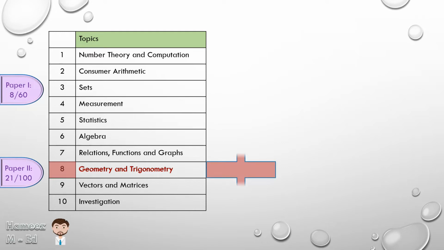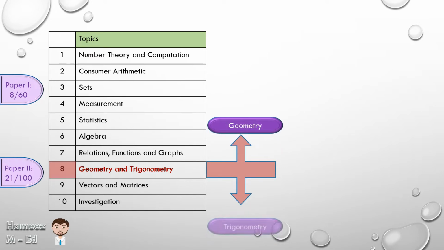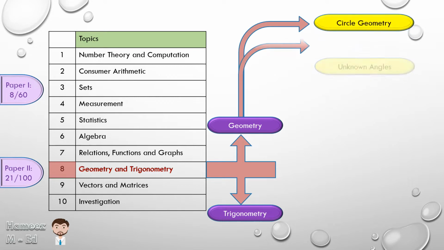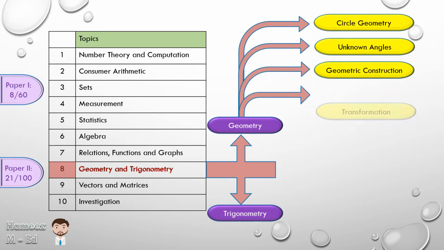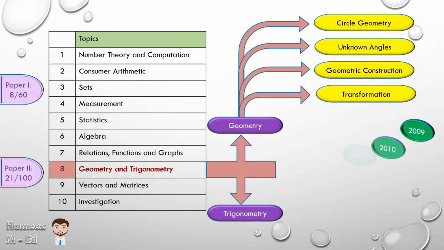This area can be split into 2 parts, geometry or trigonometry. And within geometry itself, that can be subdivided into circle geometry, unknown angles, geometric construction, and transformation. So in this video, we'll be looking at transformation. From 2009 until 2013, this topic came in 4 of the 5 past papers.